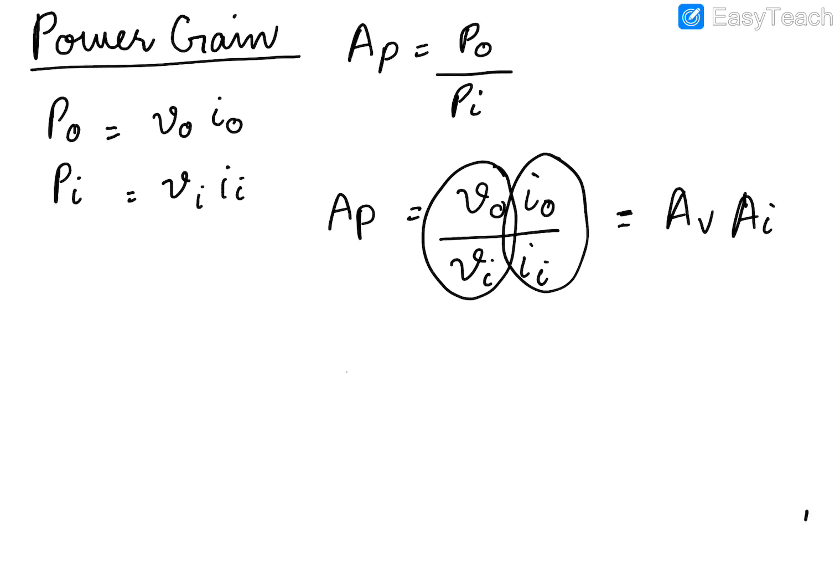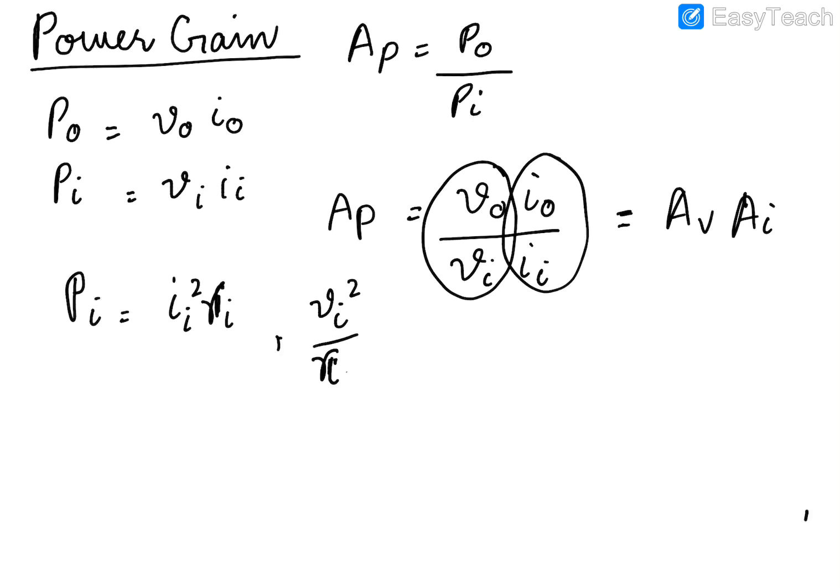You can also use other formulas for input and output power, like input power is equal to I square into Ri, or Vi square over R input. So in this way you can measure the power gain for an amplifier.